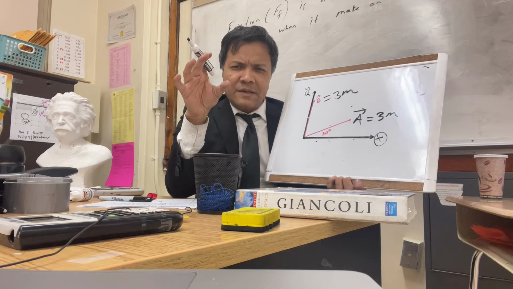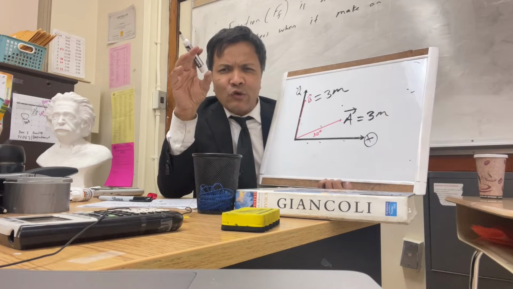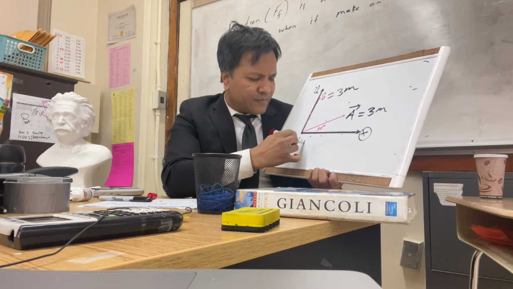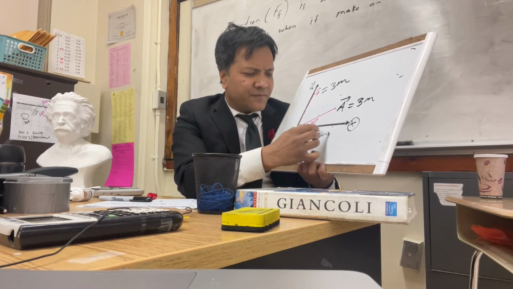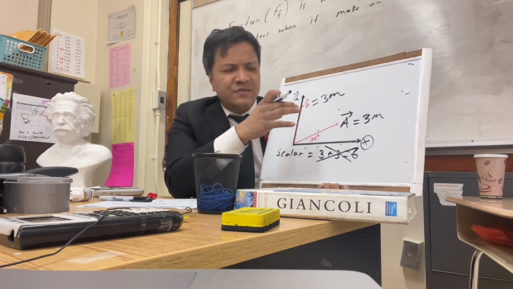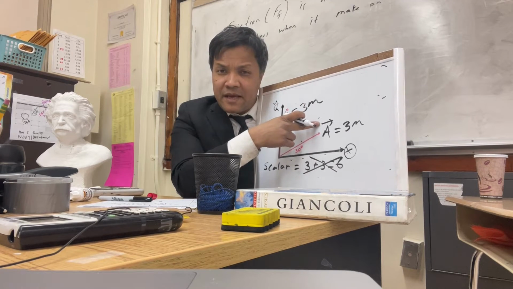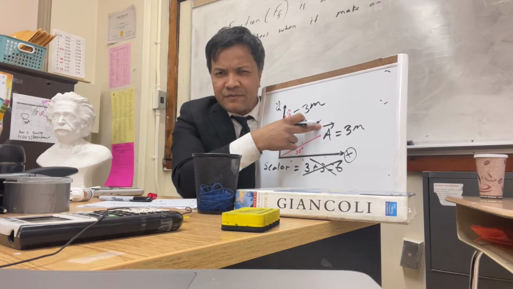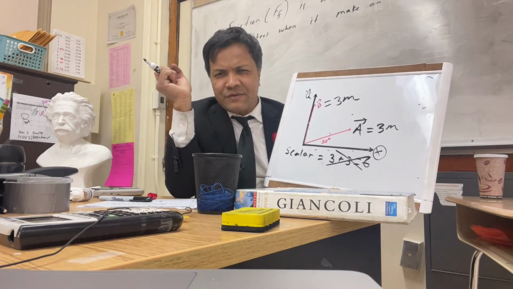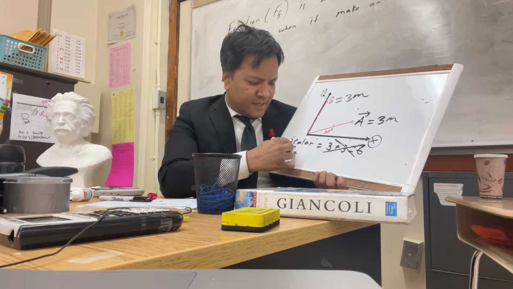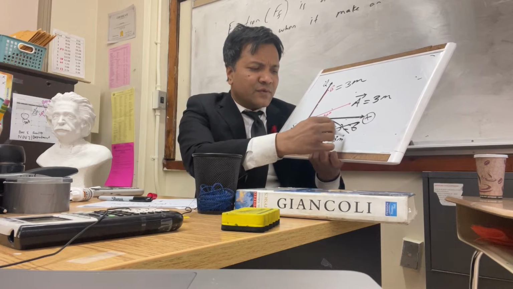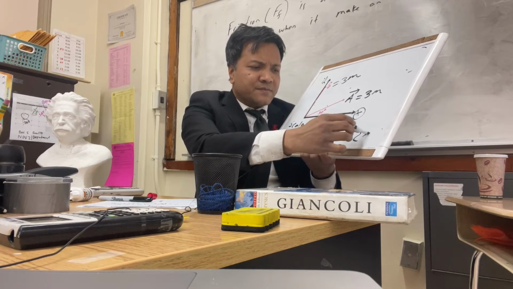What we're going to learn is how to add vectors. You already know how to add scalars. Adding scalars would be 3 plus 3 is equal to 6, but that would be wrong because these are not scalars, because I already put an arrow on top of vector A and vector B, and you already know the differences between scalars and vectors. A plus B would be 3 meters plus 3 meters, which would be 5.2 meters.